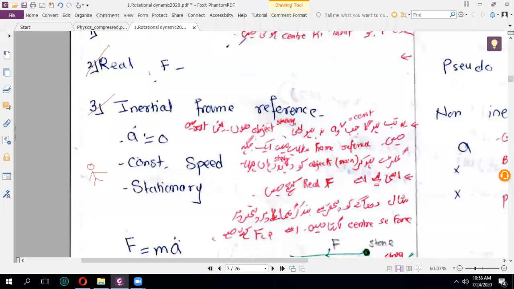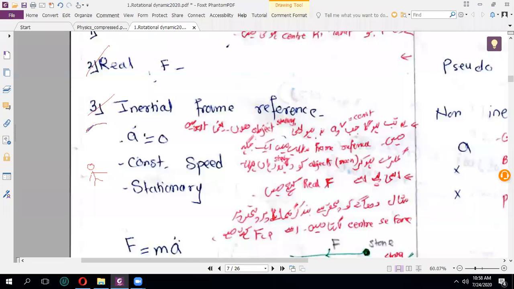Okay, then start the third point. I hope the first point is clear. The second point is that it is a real force. We are repeating this point. We already did 3 points before on centripetal force. Now the third point says the centripetal force follows the inertial frame of reference. What is inertial frame of reference?